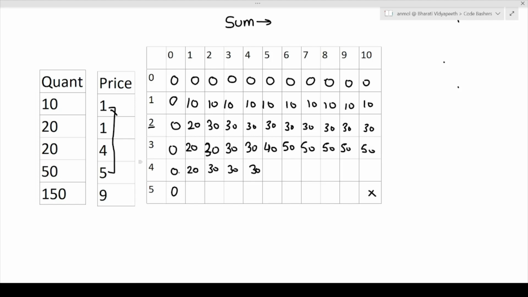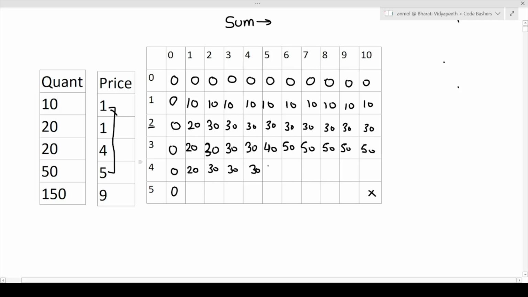Okay, without using the current item, we have to find the maximum value of quantity, and then with using the current quantity. Again, let me just clear it up: if we are present at this particular cell, we have 5 rupees with us, 4 items with us. Okay, correct.